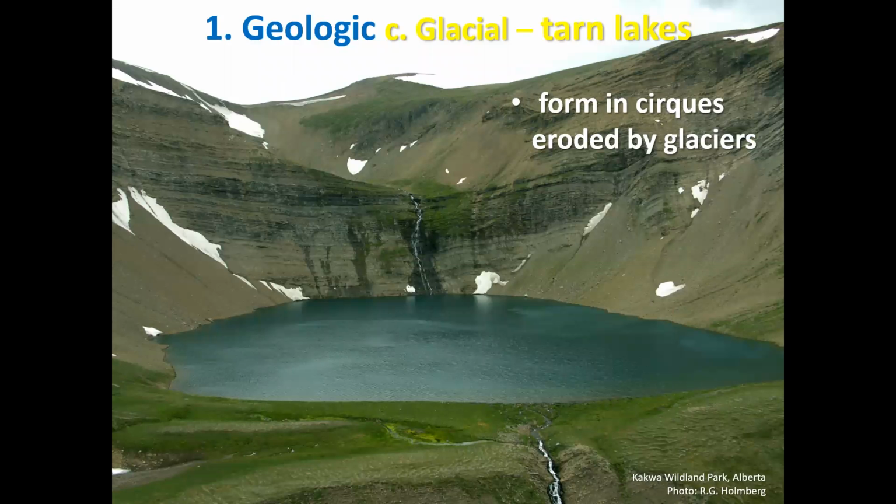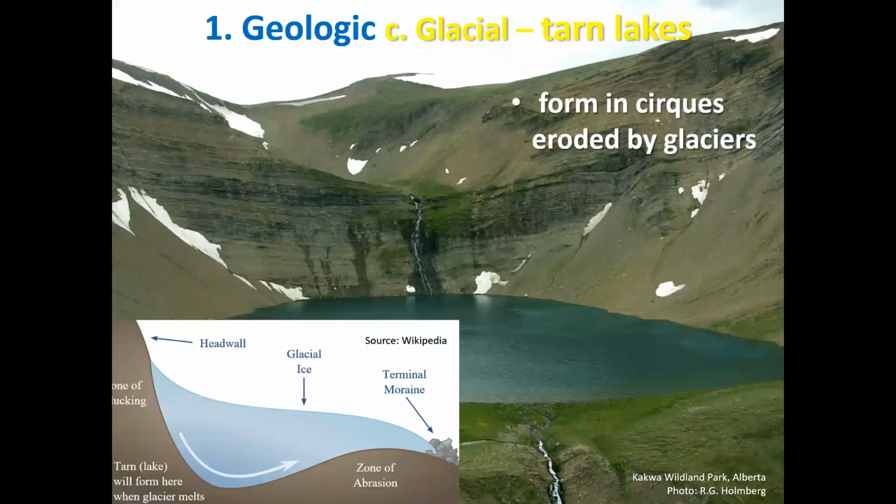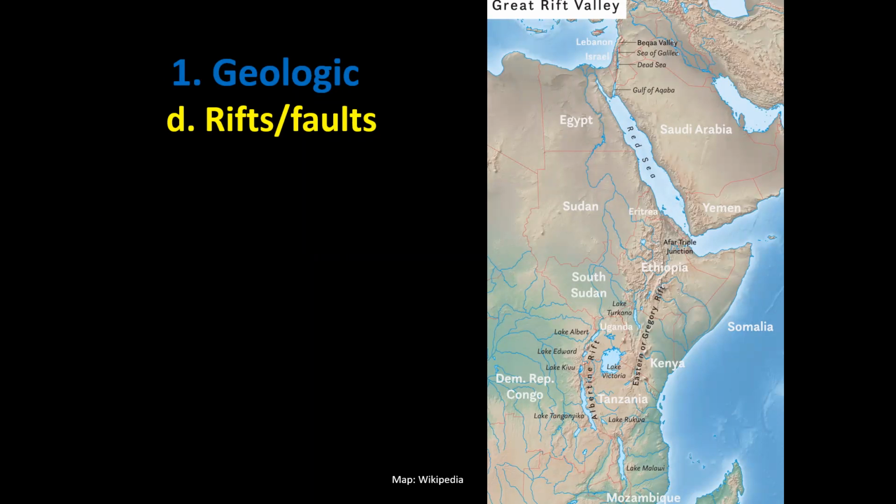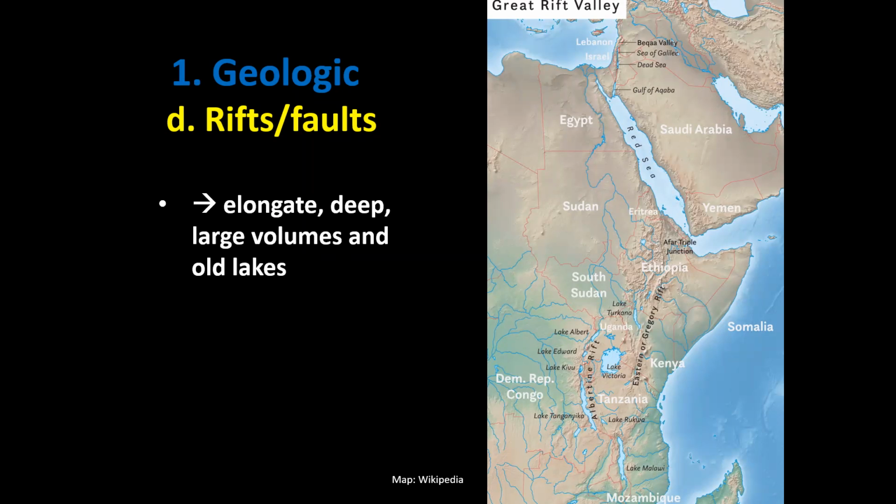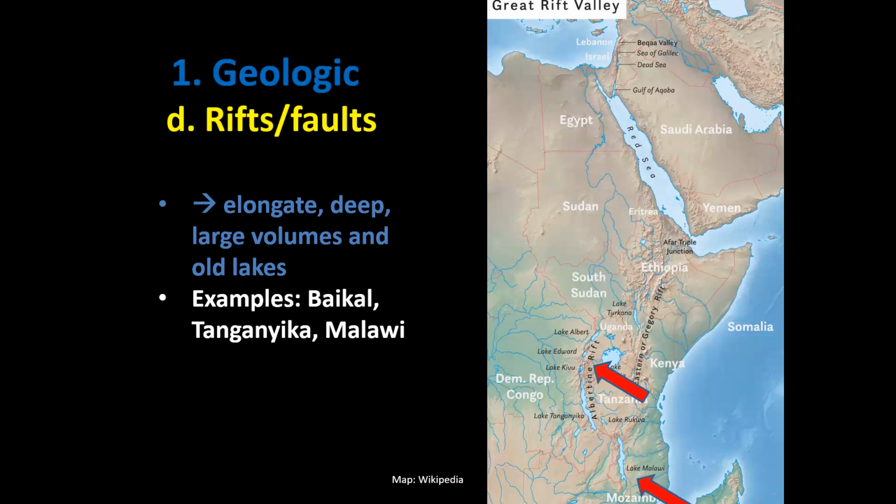And then you can have tarn lakes, and these are formed in cirques, which are amphitheater-like valleys created by glaciers. What happens is the glacier digs out a deeper channel and has a deposition of material at the lower part, and that forms a bit of a barrier, and then keeps water inside of this depression within a valley. And then you can have rifts or faults, and these are elongate, deep, large volume, and old lakes. We've talked about Baikal, but also in this diagram we show Tanganyika and Malawi in Eastern Africa.